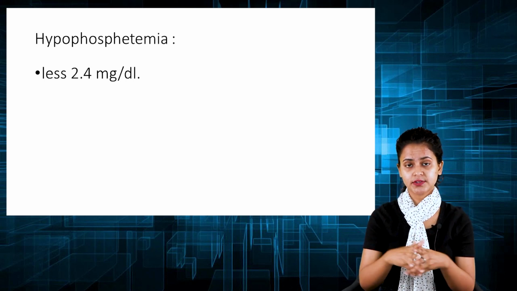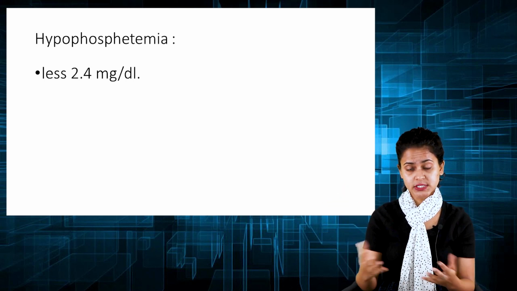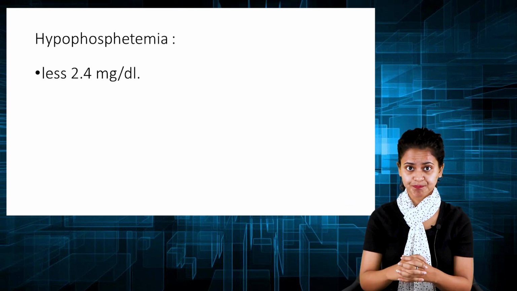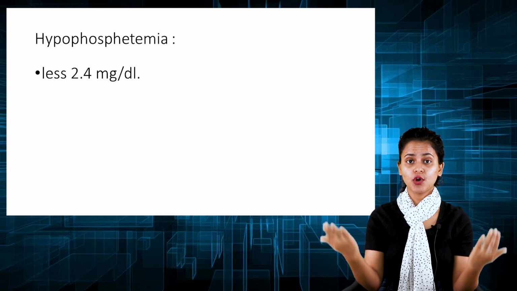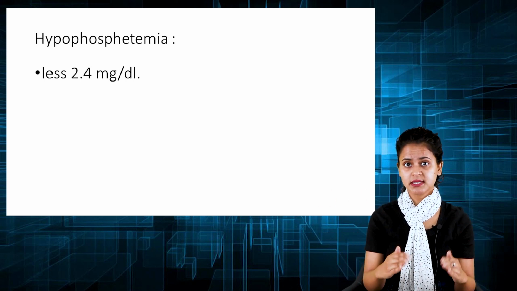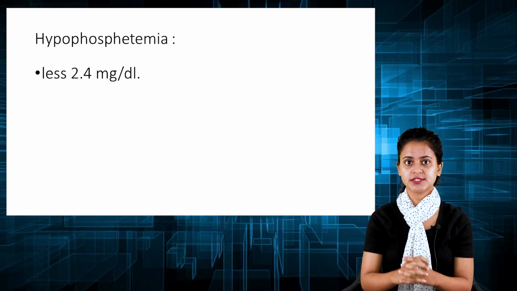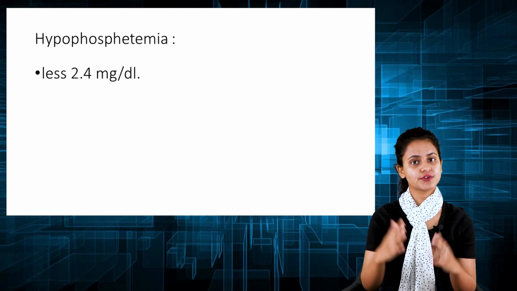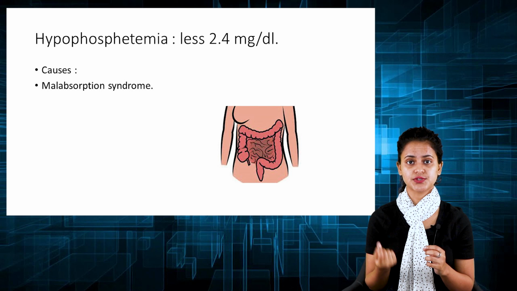So basically here the phosphate will be present at less than 2.4 milligrams per deciliter. Then we are terming the condition hypophosphatemia. Now we are going to discuss the causes, the clinical manifestations and the basic treatment modalities to manage hypophosphatemia. The causes include, first, malabsorption syndrome.